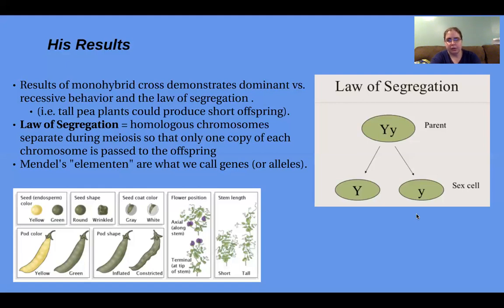Now, he didn't know what to call these ideas, these things. So what he called them were elementins, because they're the elements that make up an organism and its traits. However, since his time, we have learned a lot more about them, and we now call them genes, or specifically alleles. Remember, alleles are just variations of genes. So there's a gene for eye color, but then there's different variations that lead to brown eyes versus blue eyes.